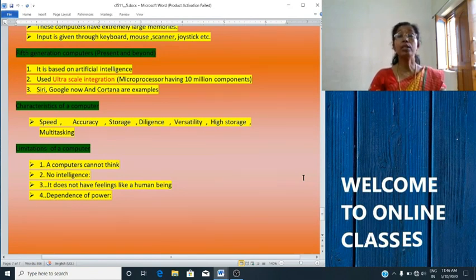Then a computer cannot implement any policies. Even though all the data are available inside a computer, it cannot take any decision or it cannot implement any policy. So these are some of the limitations of a computer.